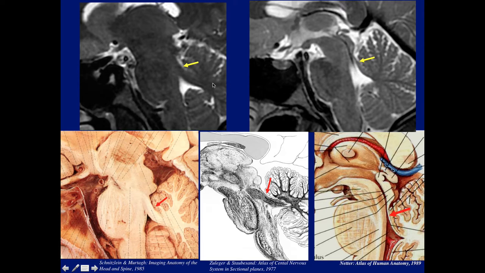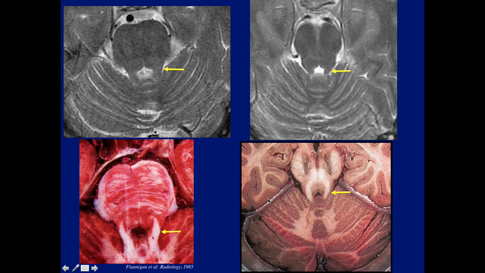And if we go a little bit more lateral, we can see the thicker, larger superior cerebellar peduncle, also seen on the specimen in the histology slide. We can also identify the superior cerebellar peduncle on the axial T2 image. You can see it here, very similar to what we see in the specimens, in both these specimens.